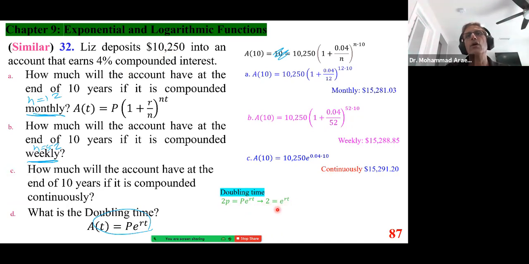Now you take a natural log of both sides. ln 2 equals RT, and T becomes ln 2 over R. By the way, if for any reason R is missing, it's ln 2 divided by T. In this case, R is given as 0.04, plug it in, and it takes a little bit more than 17 years to do the doubling.